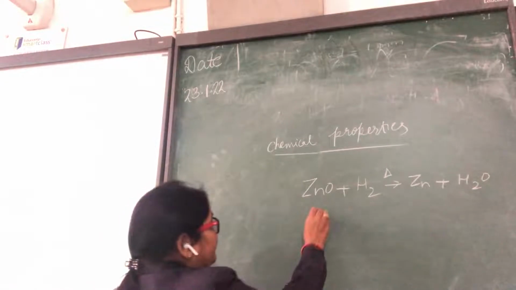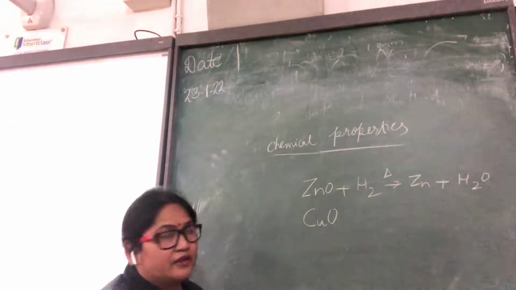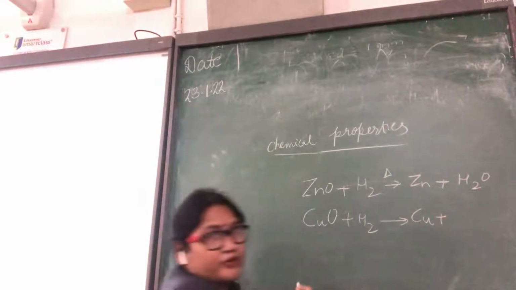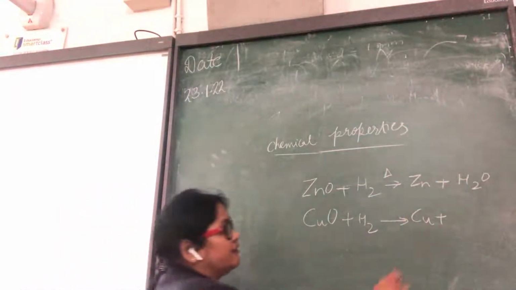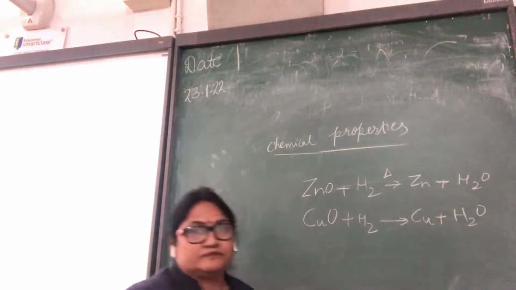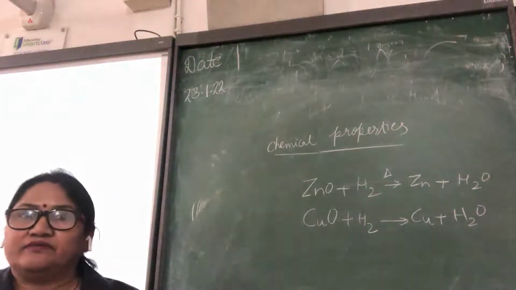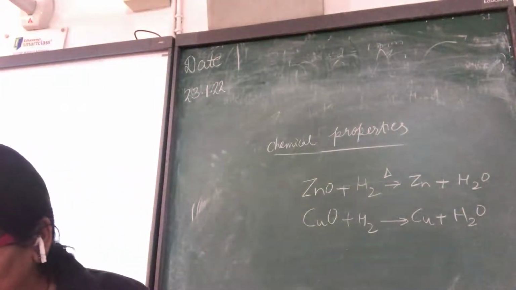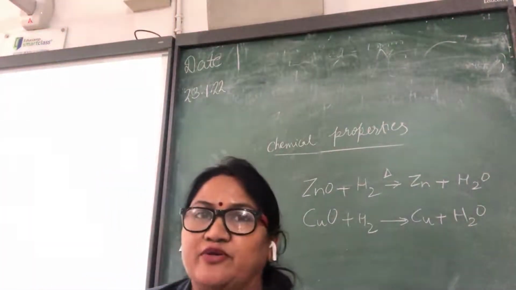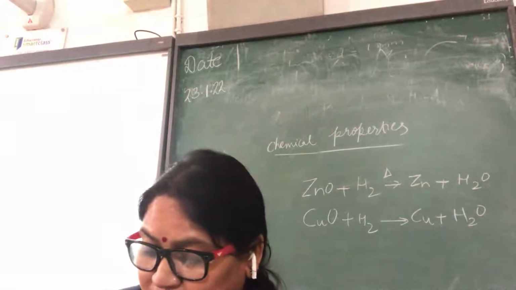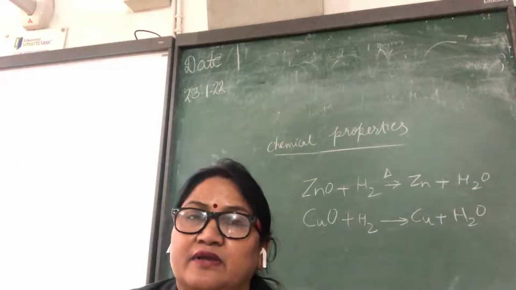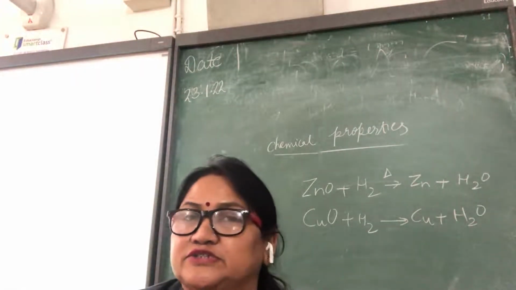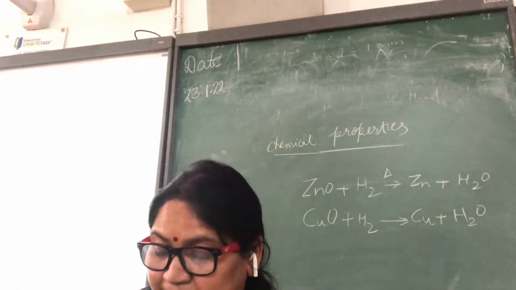Some more examples we can take, like suppose CuO. CuO plus hydrogen will reduce copper oxide to copper, and water will be formed. In this way, we can show the reducing property of hydrogen. Then the test for hydrogen is that it burns with a pop sound. Whenever hydrogen gas is formed, it burns with a pop sound, and we show this in the lab to the students.